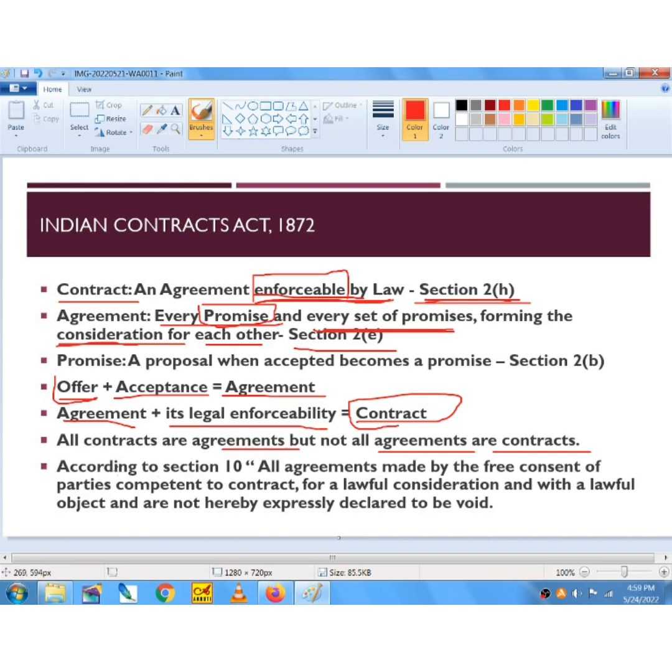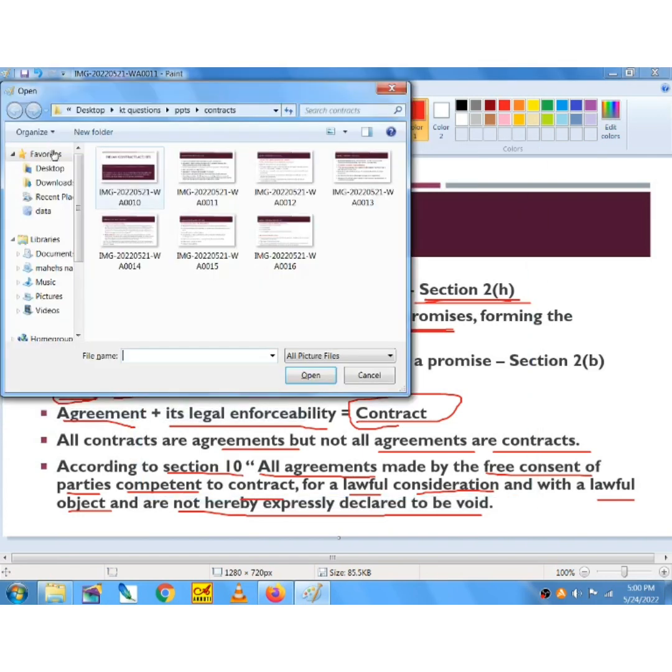And contract is defined under section 10 as all agreements made by free consent of parties competent to contract for a lawful consideration and with a lawful object and are not hereby expressly declared to be void. So these are all the essentials: free consent, parties competent to contract, lawful consideration, lawful object, and not hereby expressly declared to be void. So the section tells us what is a valid contract. So next we look at the essentials of a valid contract.